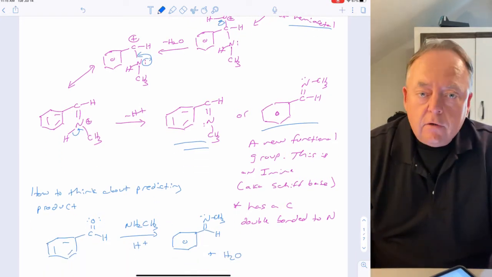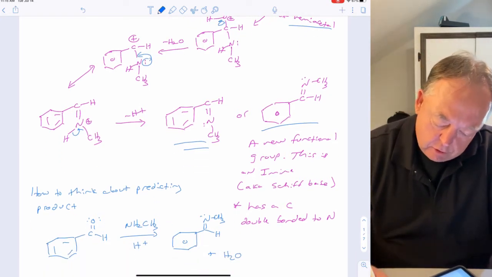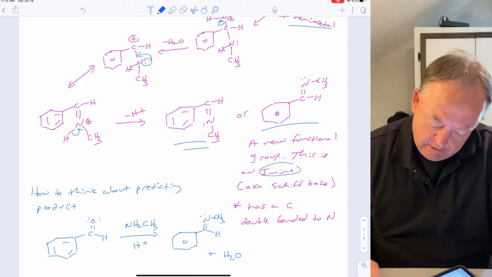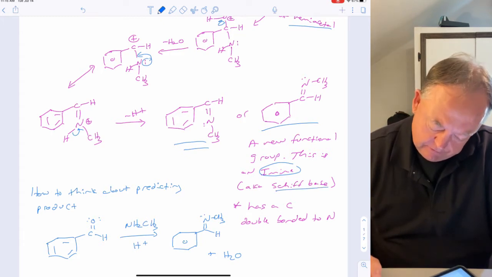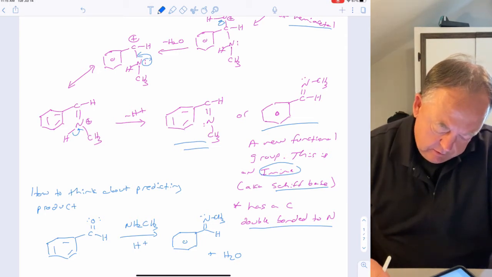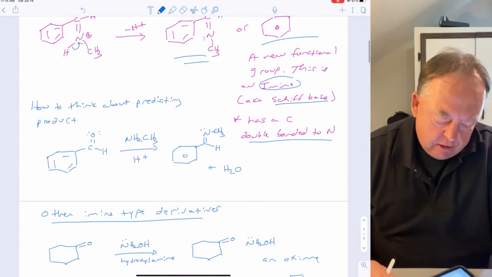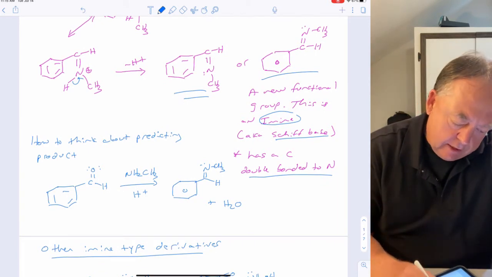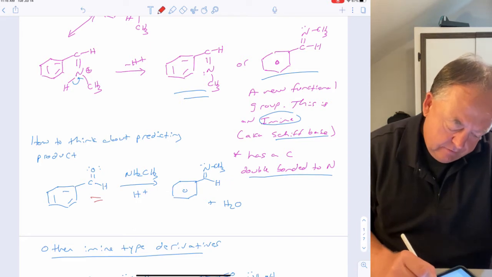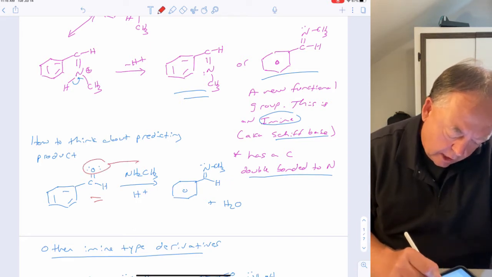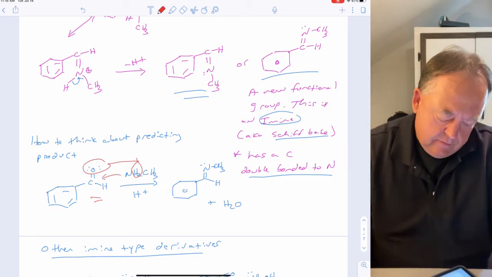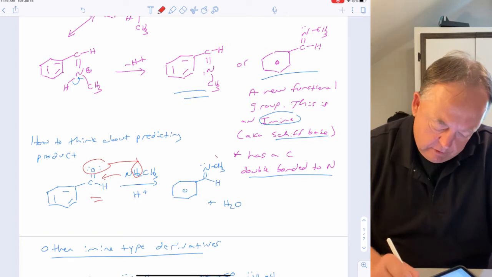This is a new functional group in organic chemistry for you to know. If you have a carbon-nitrogen double bond, that's what's called an imine, or sometimes a Schiff base. So how to think about predicting the product: if you just learn to recognize the recipe, if you have an aldehyde or a ketone with an amine, then you're going to lose 2 hydrogens from nitrogen, make a double bond from carbon to nitrogen instead, and you have the imine.